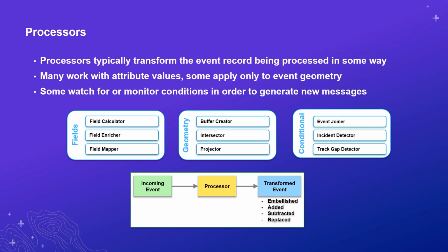Some processors only work with an event record's geometry. A buffer creator, for example, would be used to construct an elliptical buffer about a polyline or polygon received as an event record's geometry. Other processors act as monitors and look for specific conditions. A track gap detector, for example, remembers event records it has seen with a specific track ID and generates new event records when expected event records are not received within a specified period of time.